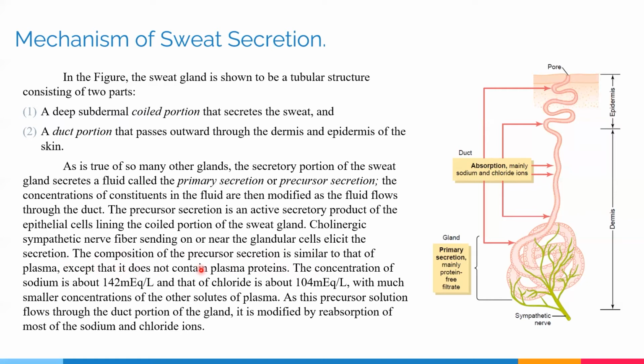The composition of the precursor secretion is similar to that of plasma, except that it does not contain any plasma proteins. The concentration of sodium is around 142 milliequivalents per liter, and that of chloride is about 104 milliequivalents per liter, with much smaller concentrations of other solutes of the plasma. But these two concentrations of sodium and chloride are pretty close to the normal plasma concentrations. As this precursor solution flows through the duct portion of the gland, it is modified by reabsorption of most of the sodium and chloride.